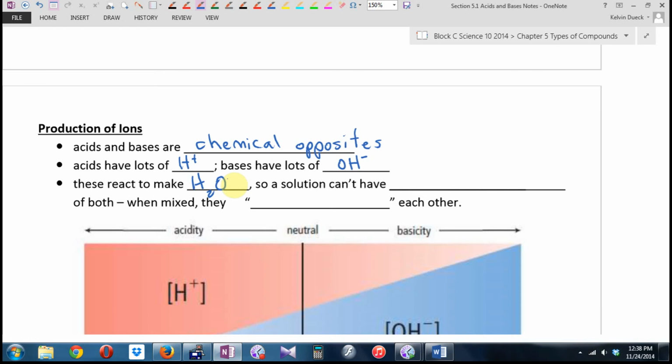What that means is a solution can't have high amounts of both. If you mix an acid and a base, here's the fancy word that you want to know: they neutralize each other. Those extra H's and those extra OH negatives join together and make water. Oh, and what's the pH of water? 7, neutral. That's because they neutralize each other.